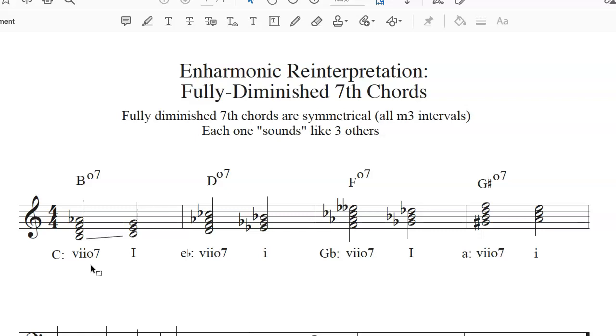Now they're spelled differently because they would likely resolve in different ways. The B fully diminished would probably resolve to C. The D fully diminished would go to E flat. It could go to E flat major or minor. The F fully diminished would open the door for the potential to go into the key of G flat major, probably. G sharp fully diminished would open the door to get into the key of A.